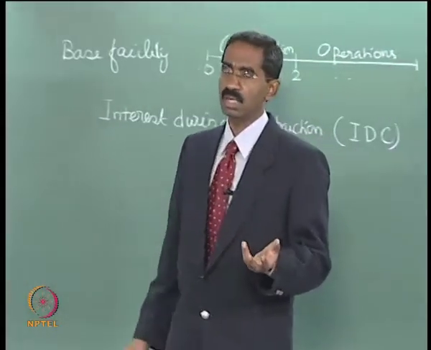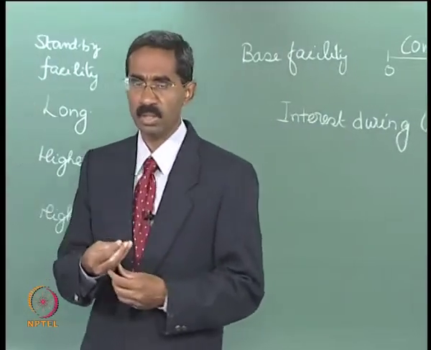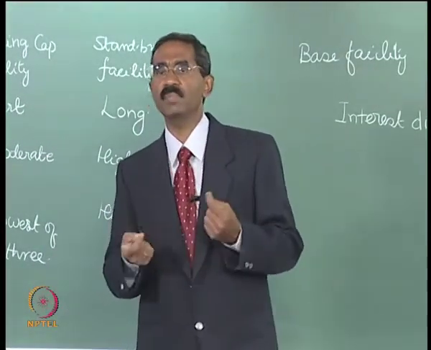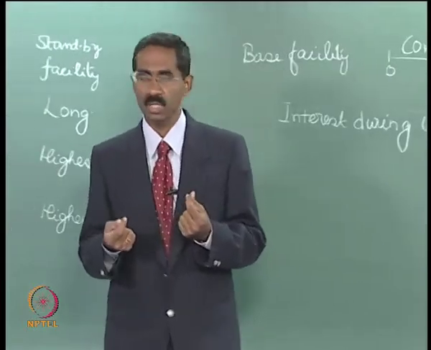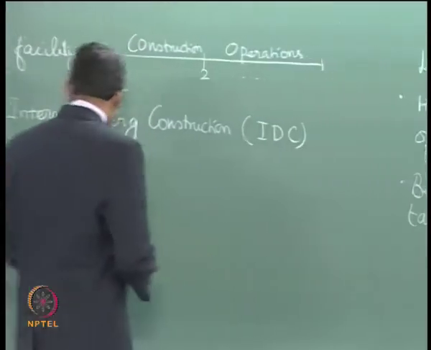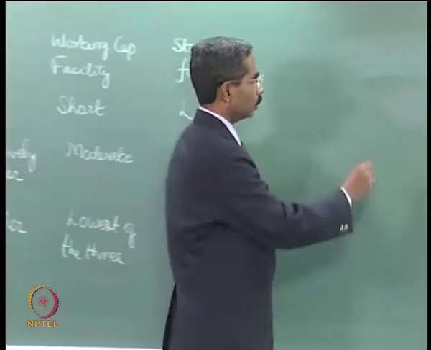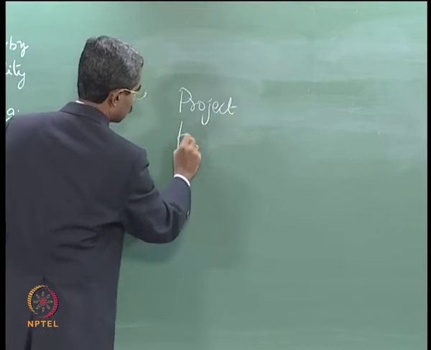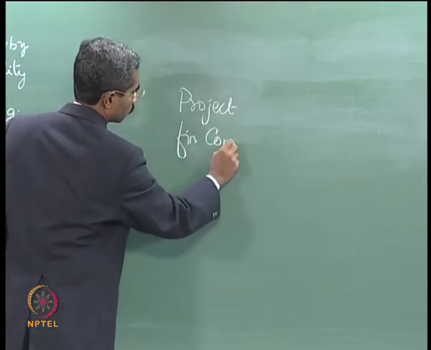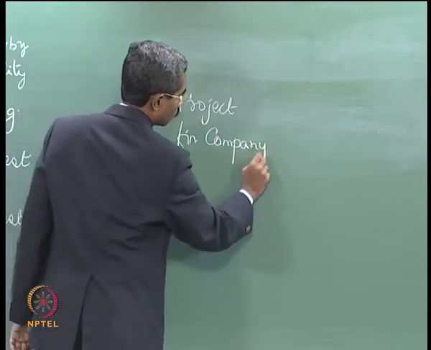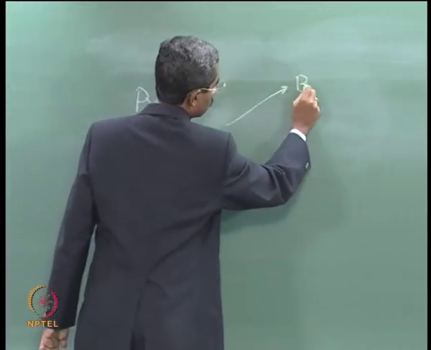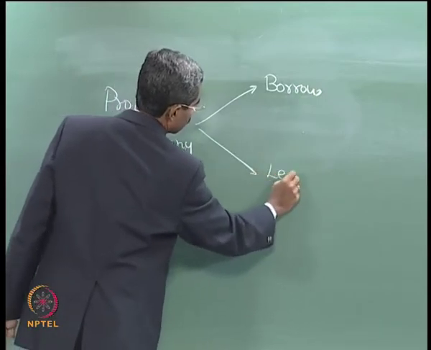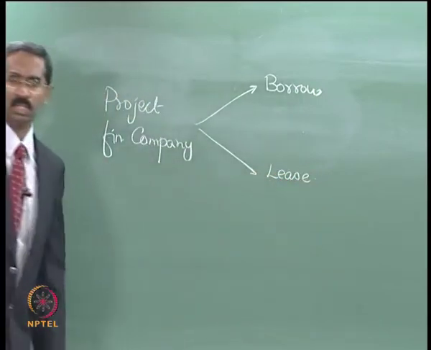The third reason, which is probably more often not mentioned, can be attributed to the seniority of the payments that are made to the lessor. Essentially, a project finance company has two alternatives. It can either borrow and acquire an asset, or it can lease an asset. So these are the alternatives.